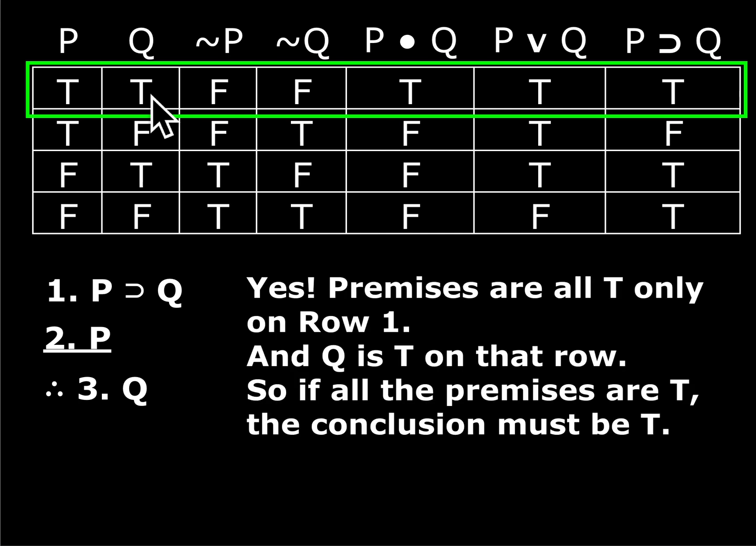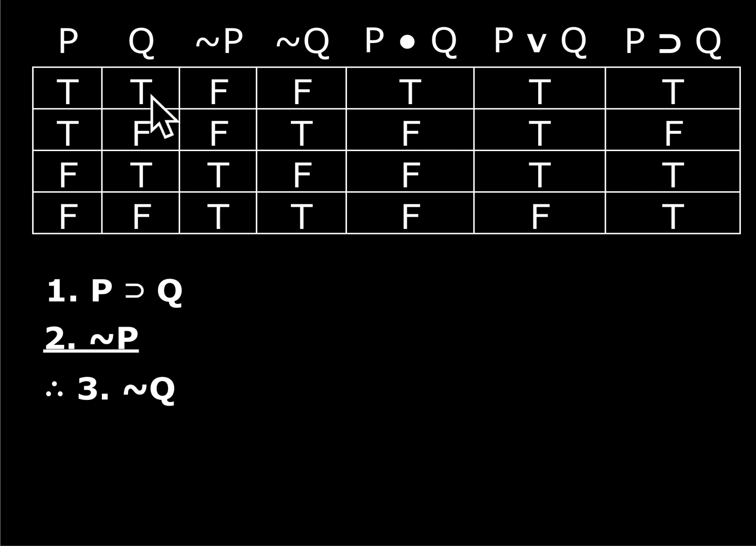The premises are all true on row 1, and Q is also true on that row. So if the premises are true, the conclusion has to be true. So it's valid. What about this one? If P then Q, not P, therefore not Q. You might think that's valid. Turns out it's not. But you don't have to worry now about intuition, right? We can just look and see on the truth table.